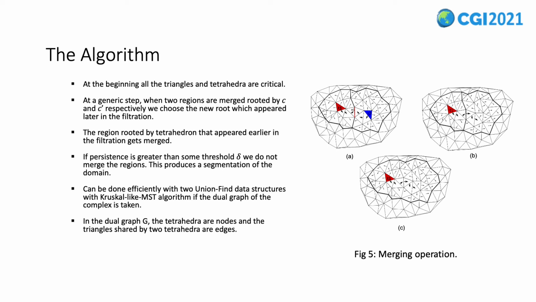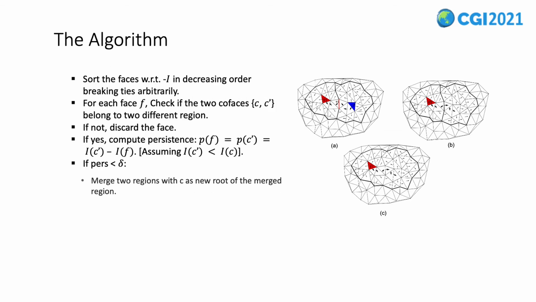and this produces a segmentation of the domain. This procedure can be done effectively with a union-find data structure and with a Kruskal-like MST algorithm if the dual graph of the complex is taken. In the dual graph G, the tetrahedra are nodes and the edges of the dual graph are the triangles that are shared by two tetrahedra.